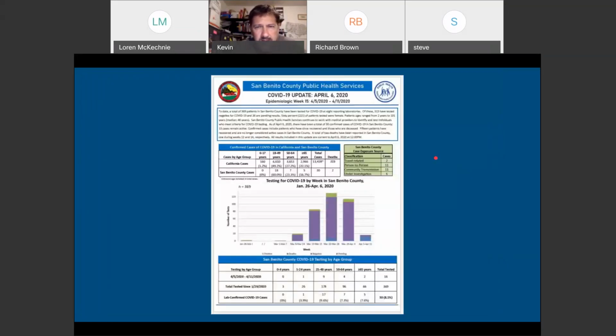Here's San Benito County's Public Health Service webpage. They break down cases by group, by age. And here, number of tests. This is showing how many people are being tested, how many of those tests in purple are negative, and how many tests in green are positive. But again, this is totally based on how many people are having their noses swabbed and tested.